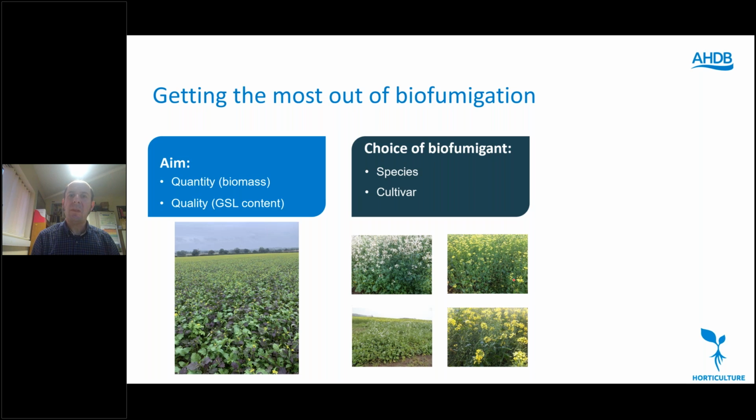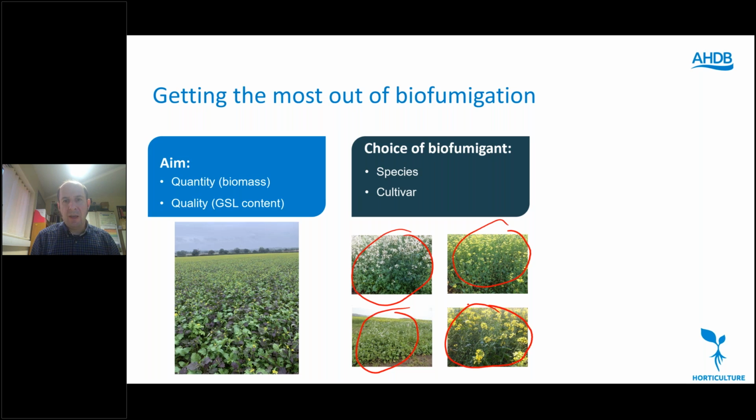So in doing so, thinking about species and cultivar, I've mentioned Indian mustard, which we can see here. This is rocket, and this is oilseed radish, and this is white mustard.